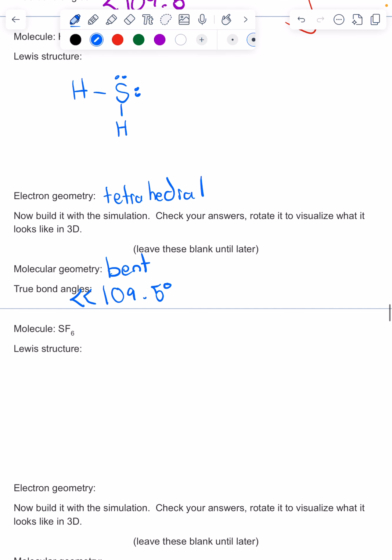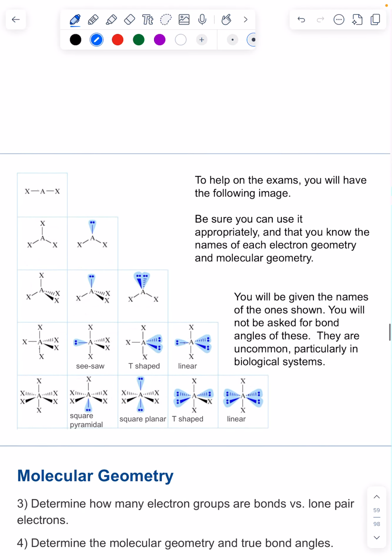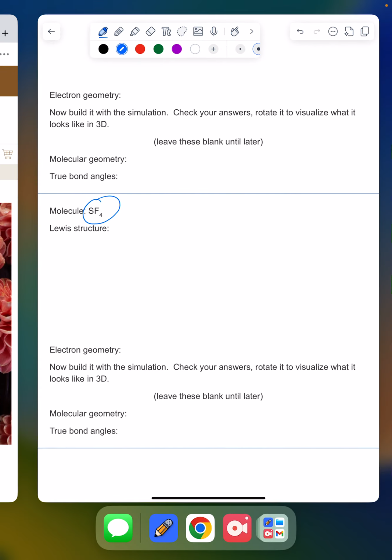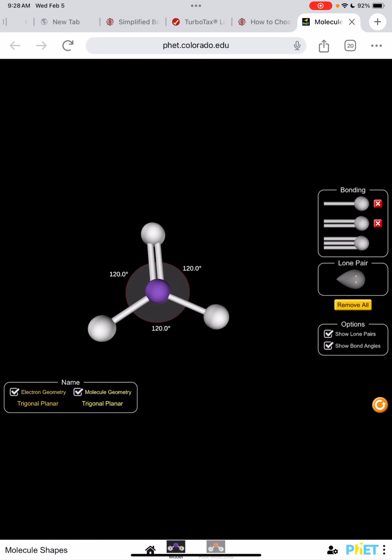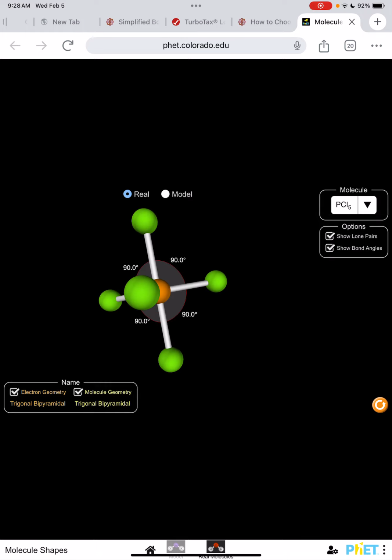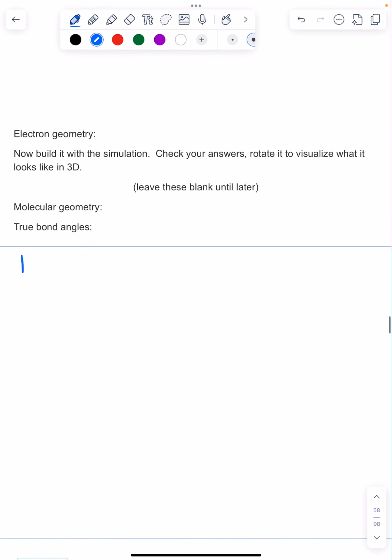Okay, we need to do one other example for 5 groups. I want to start with this one. I think PCl5. Let's go ahead and look at the real examples. Yes, PCl5. Okay. So let's go back and pause the video for a second. I'm going to use this blank page, and I want you to do the Lewis structure for PCl5. So go ahead and pause the video, work through the Lewis structure for that, and then we're going to go back to the simulation.